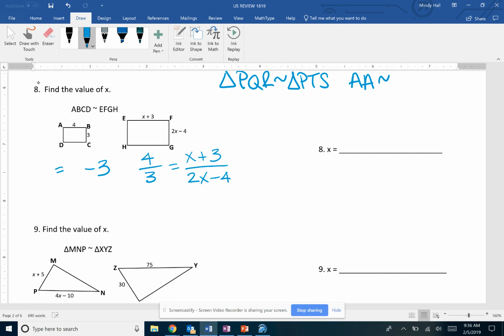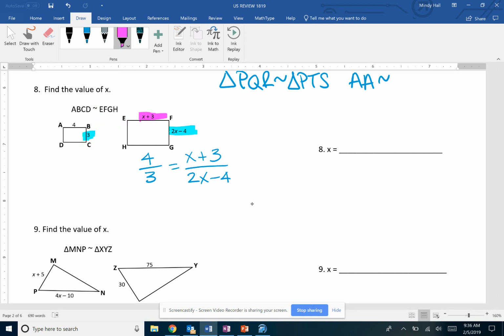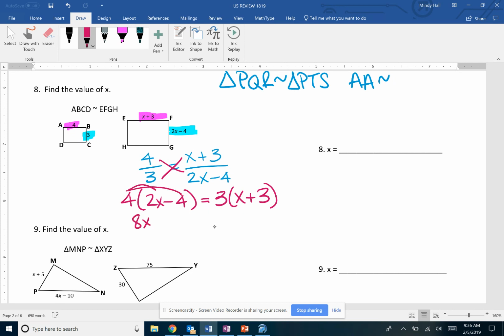Okay, and I'm going to erase the wrong way of doing it because that's no bueno. But if you notice, 2x minus 4 corresponds to 3, and x plus 3 corresponds to 4. So then when we cross multiply, you would have 4 times 2x minus 4 equals 3 times x plus 3. Again, when you set up proportions, make sure you put those two things equal to each other because it does make a difference. So 4 times 2x is 8x. 4 times negative 4 is negative 16. 3 times x is 3x, and 3 times 3 is 9.